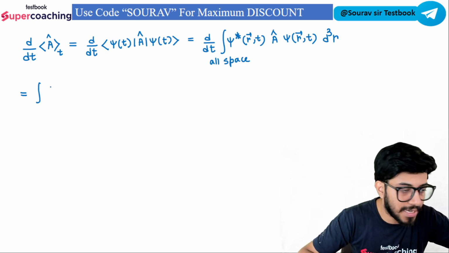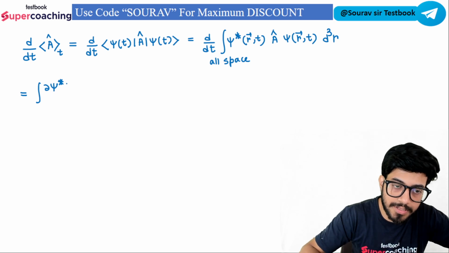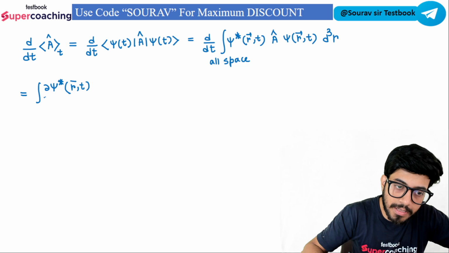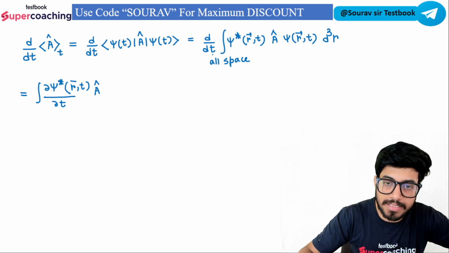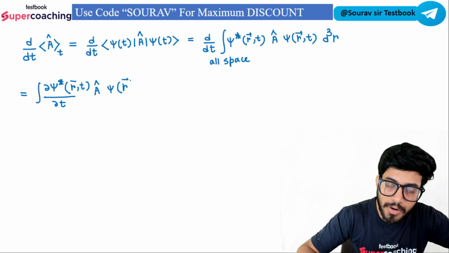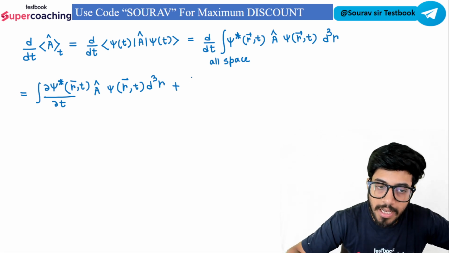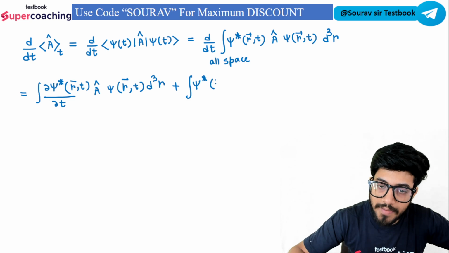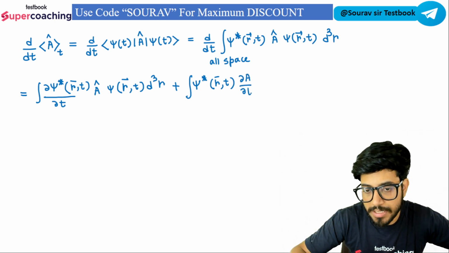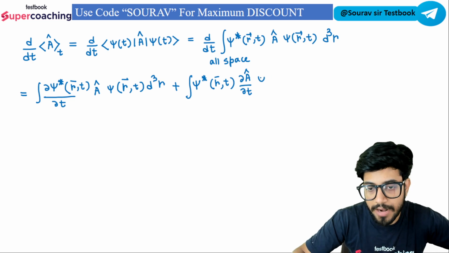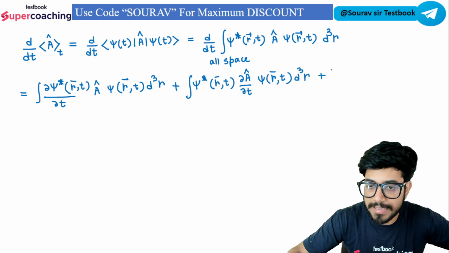This will be equal to the integral of partial differentiation of psi star with respect to t, psi star of r vector comma t, times A cap, times psi of r vector comma t, d cube r, plus I have to do the differentiation of this again: integration psi star of r vector comma t, it will become partial differentiation of A cap with respect to t actually, and you will see psi of r vector comma t d cube r, and then again plus integration.